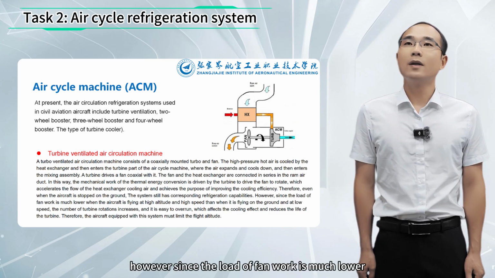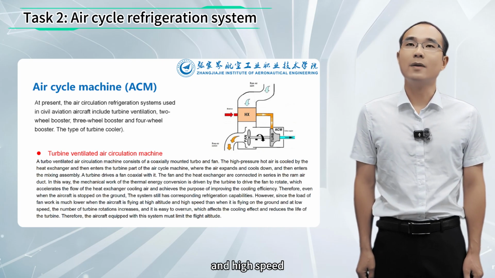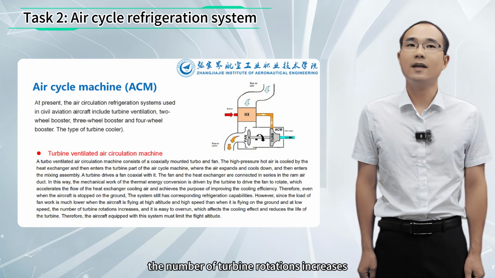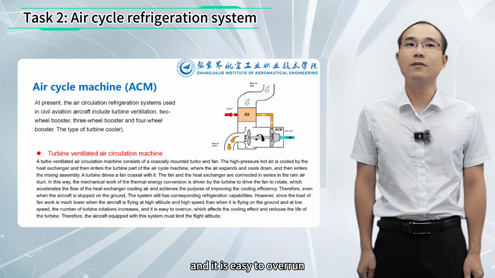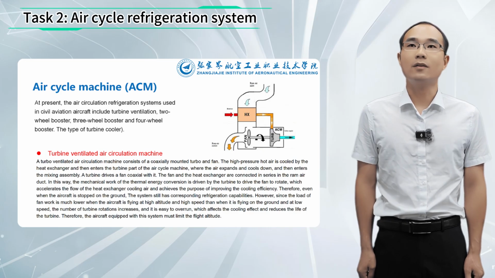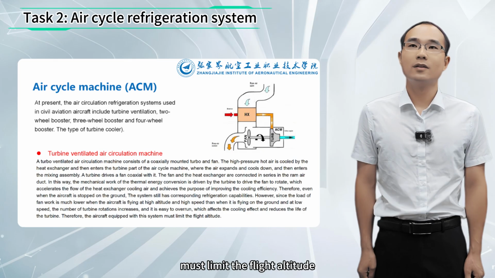However, since the load of fan work is much lower when the aircraft is flying at high altitude and high speed than when it is flying on the ground, and at low speed, the number of turbine rotations increases and it is easy to overrun, which affects the cooling effect and reduces the life of the turbine. Therefore, the aircraft equipped with this system must limit the flight altitude.